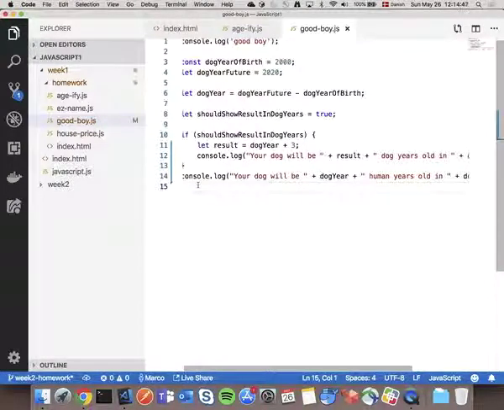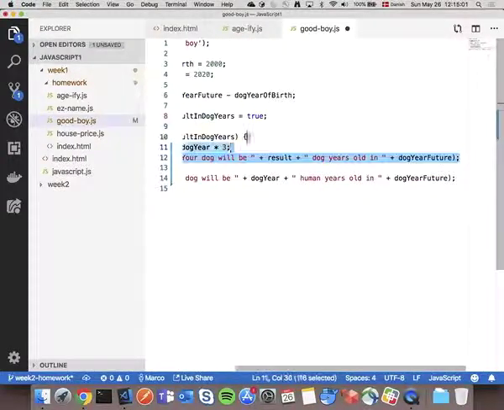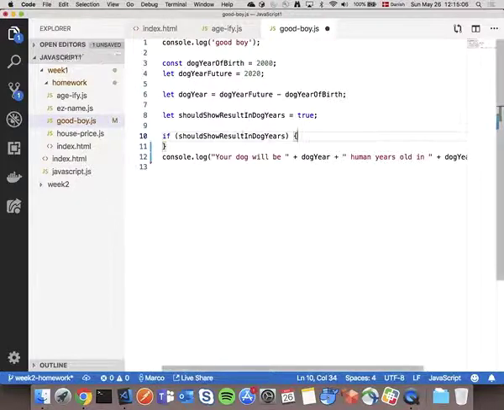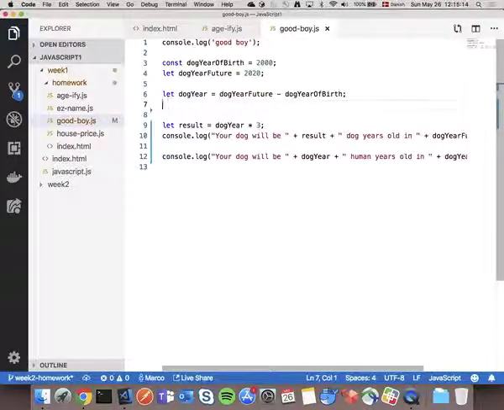Or you can actually not even have the if. To be honest, here we don't need that. If we want to print both results, dog years and human years, we can actually do something like this. And we actually don't need any of this. So this will give us both results, right?